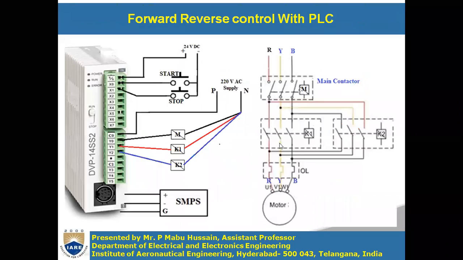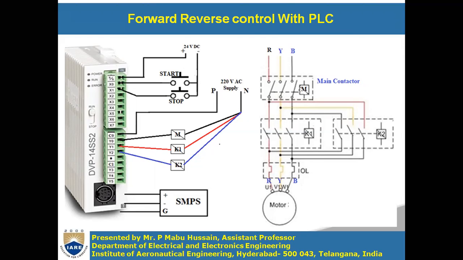So let us see the connections of the PLC. We want the motor to rotate continuously in the forward direction for some time, let us say 30 seconds, and in the reverse direction for another 30 seconds, and again forward for 30 seconds, again reverse for 30 seconds, like a steering operation. The motor has to continuously rotate in forward and reverse every 30 seconds.